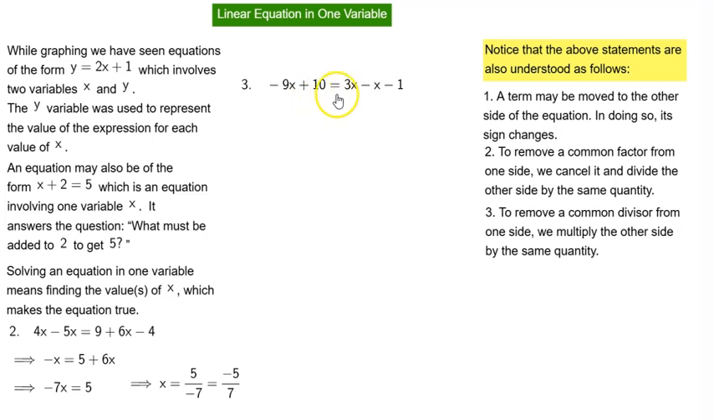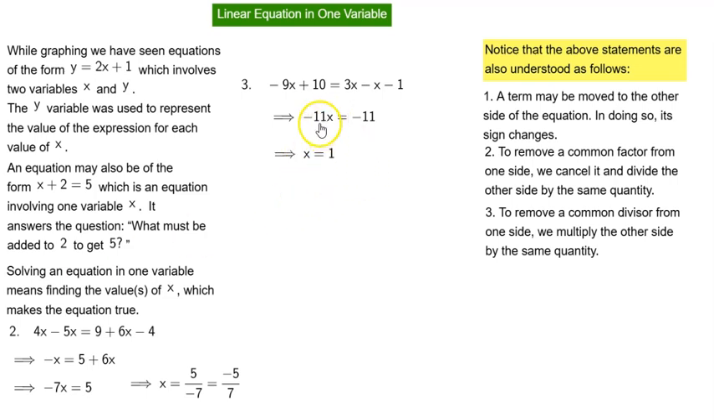Minus 9x plus 10 is equal to 3x minus x minus 1. So minus 9x. Here on the right hand side, we have 3x minus x, which is 2x. Bring it to this side, it becomes minus 2x. So minus 9x minus 2x is minus 11x is equal to minus 10 minus 1, which is minus 11.